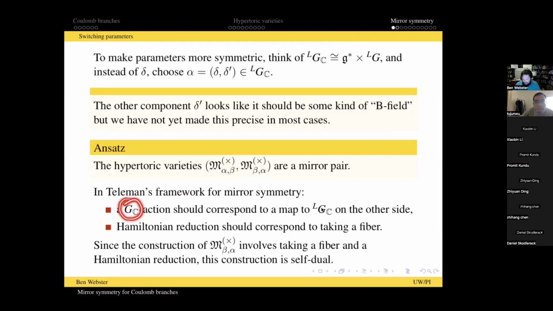And there should be an explanation of this in Teleman's framework for mirror symmetry from his ICM address, where he says that having an action of G_C corresponds to a map to the Langlands dual of G of the mirror. Hamiltonian reduction corresponds in the mirror to taking a fiber, and the construction of this multiplicative hypertoric variety exactly involves taking the fiber of a holomorphic map to the Langlands dual of the group, which is the complex multiplicative moment map, and then doing Hamiltonian reduction on the fiber. So I'm doing both of these operations twice, and when I swap, they swap places.